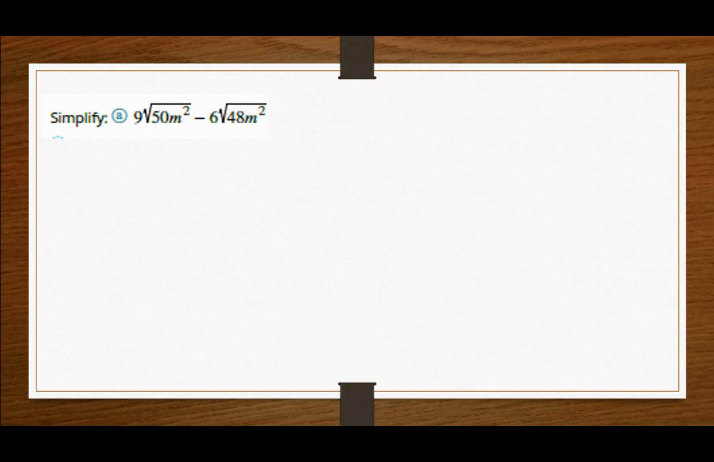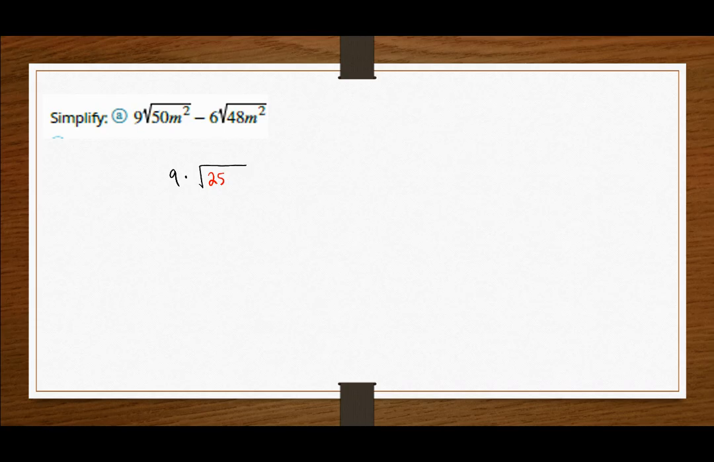What we would again try to do is simplify using the product rule. Let's start with the first term here. I have 9 times the square root of 50m to the second. In this case, what we can do is identify from the expression underneath, 50m squared, what the perfect square factors and non-perfect square factors are. 50 we could break apart into 25 times 2, where 25 is the perfect square and 2 is our non-perfect square factor.